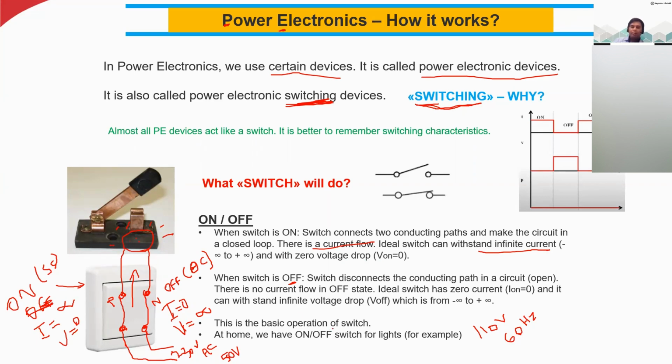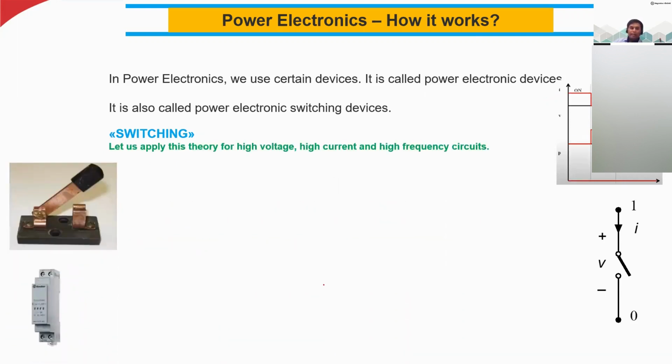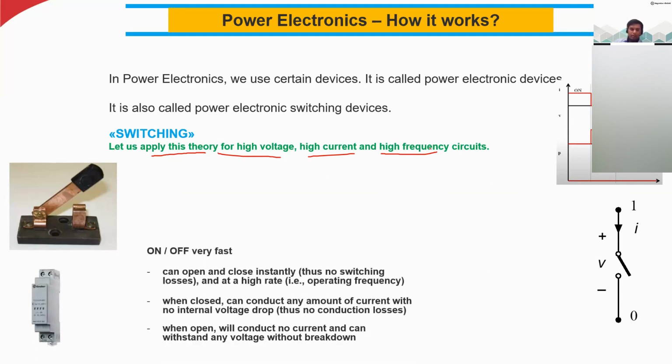Okay, so this is the basic operation of the switch. In our home, in everyone's home, we have on-off switches for the lights. So now you know what switching is. We can apply this same switching theory for high voltage, high current, and high frequency circuits. Okay, so now we know what is happening.